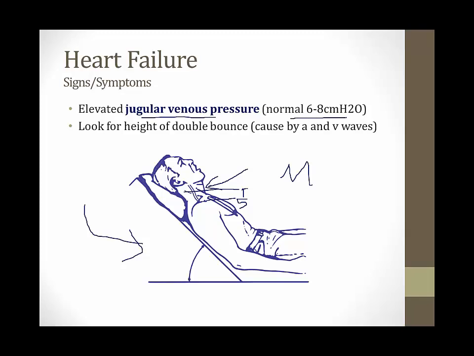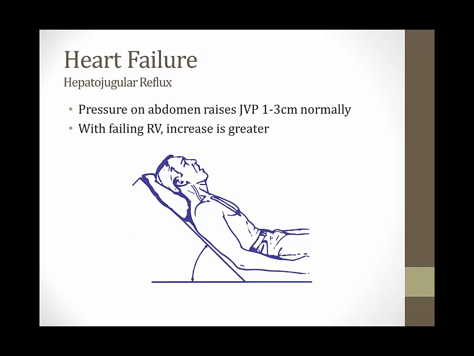Normal is about 6 to 8 centimeters. So in other words, normal is for the double bounce to be 1 to 3 centimeters above the sternum. If the double bounce is much higher than that, that suggests elevated jugular venous pressure. Sometimes the double bounce is so high that it can't be seen because it's occurring up inside the skull. Other times it can be just below the earlobes, and sometimes you'll hear people say in the hospital that the patient's earlobes were bouncing. What they mean is the jugular venous pressure was so high that it was near the ears.